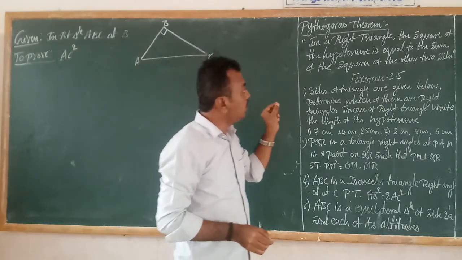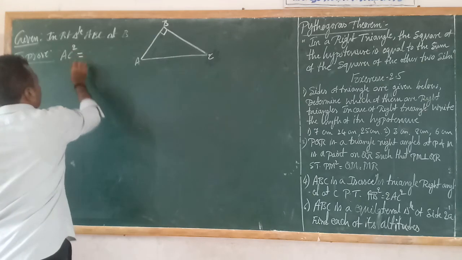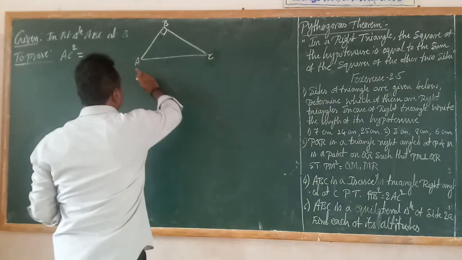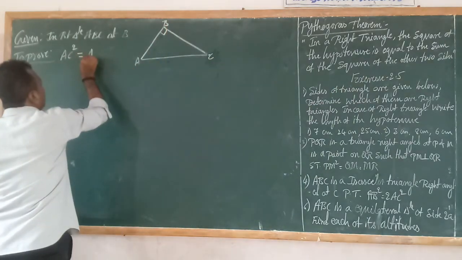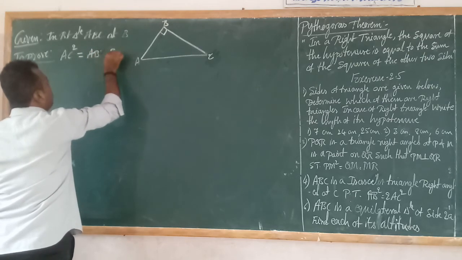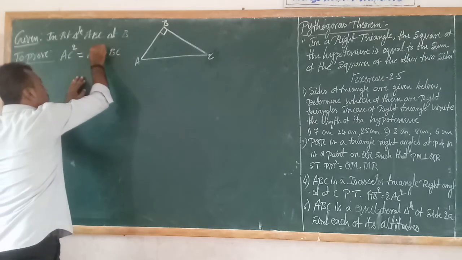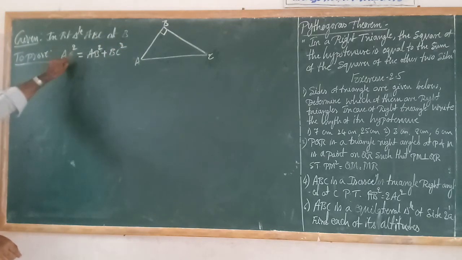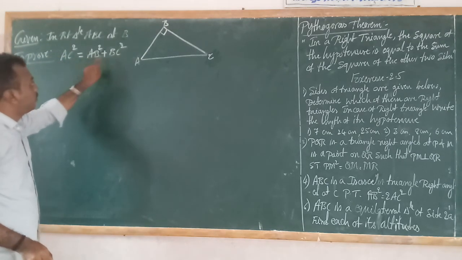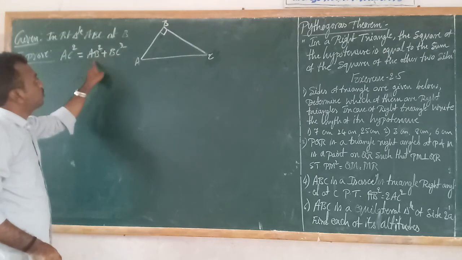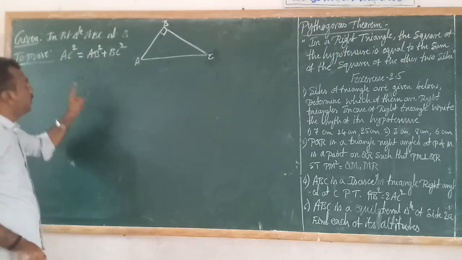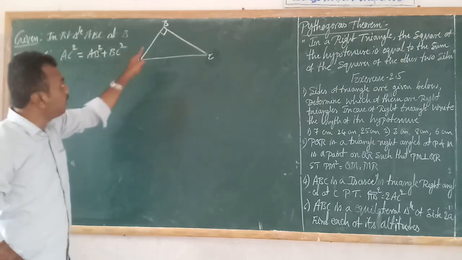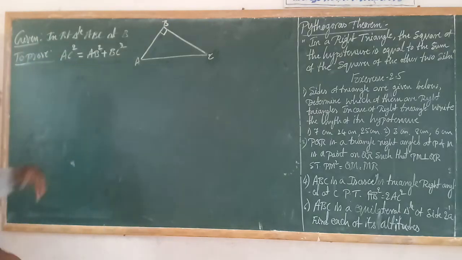Square of the hypotenuse is equal to the sum of the squares of the other two sides. What are the other two sides? AB and BC. So the sum of the squares of the other two sides, correct? In a right angle triangle, the square of the hypotenuse is equal to the sum of the squares of the other two sides. So this statement we are writing as an equation. That's why we have to prove it. AC square is equal to AB square plus BC square, correct? So shall we go to the next one?